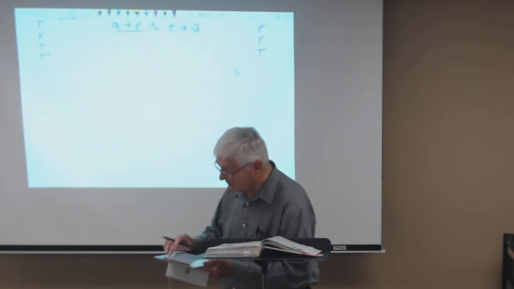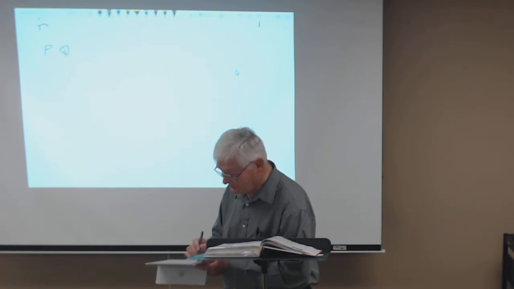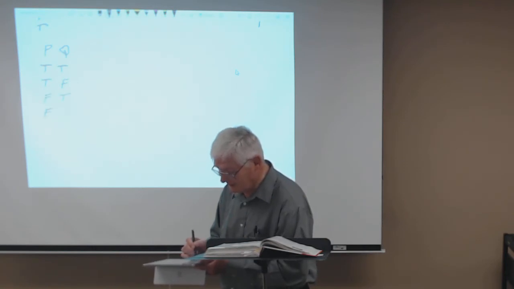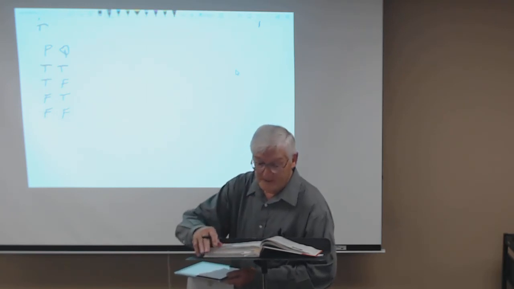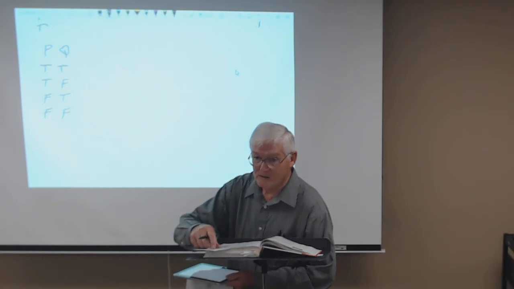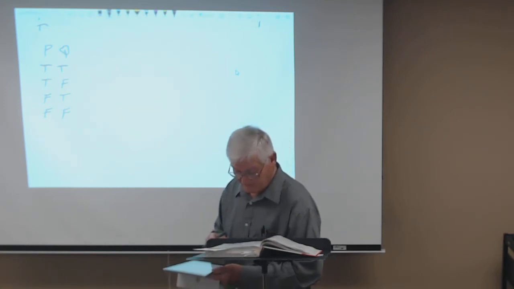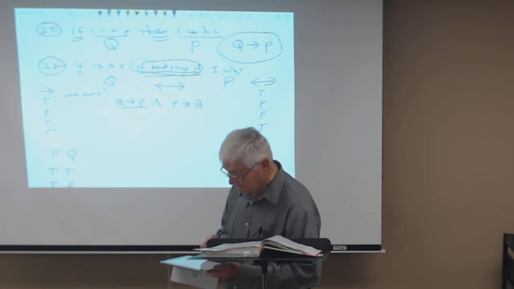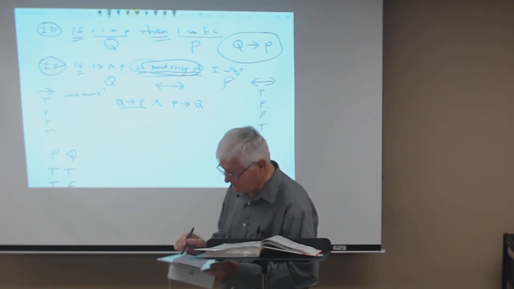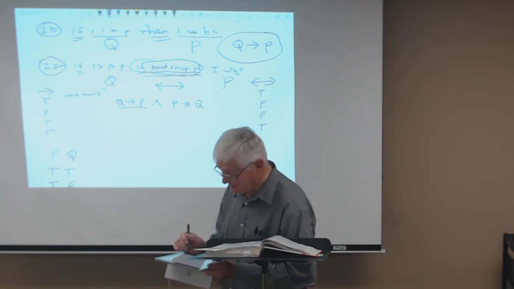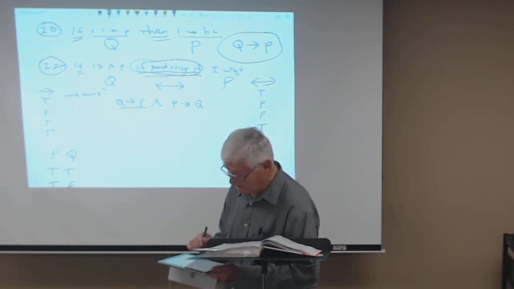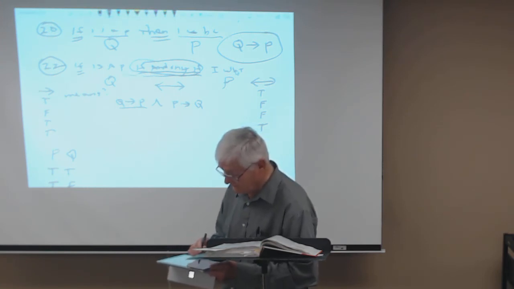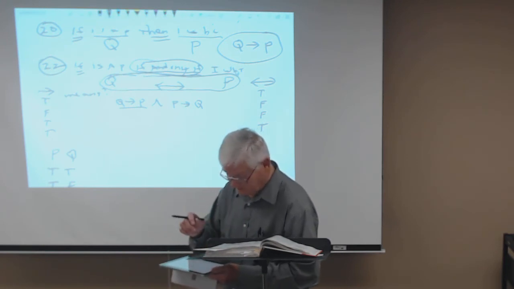P and Q, true, true, true, false, false, true, false, false. That's why you always start with that whenever you're working a problem. Well, let's go back and do some more of this stuff before we run out of time here. So 22, if it's a poodle, Q, if and only if P. Oh, they just want me to translate it. So I've done that. Q, if and only if P. That's all they want. That's enough of that.